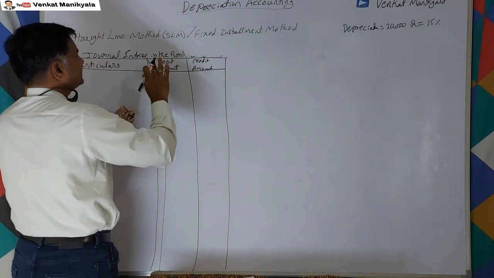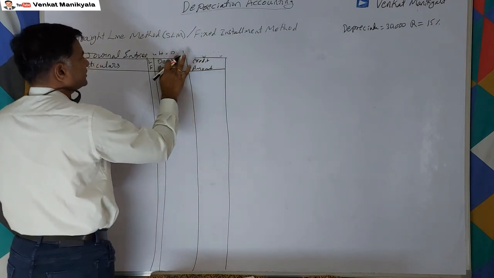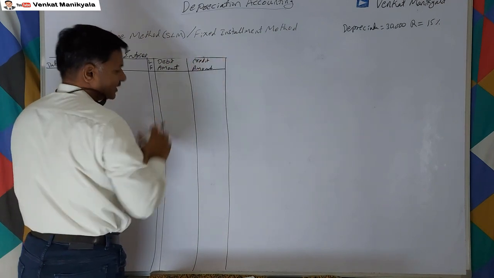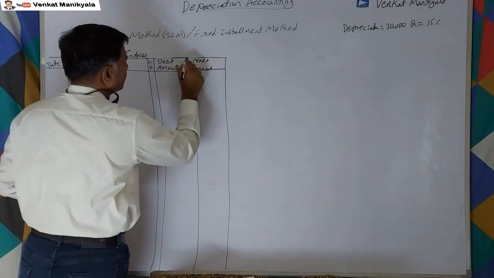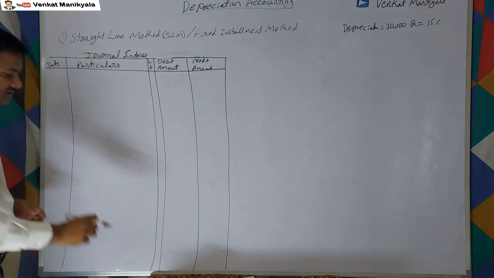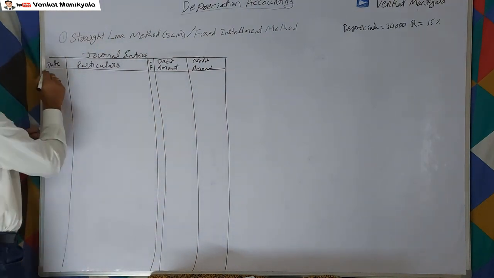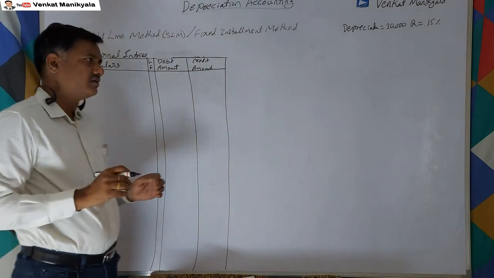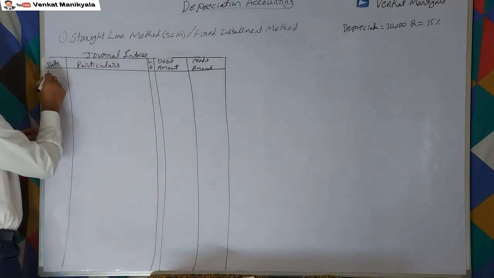So if nothing is given, just write journal entries. If anything is given, you write this, right? Otherwise don't write this, okay? The first journal entry is in the first year. Dates are not given, right? So because of this I write it as in first year.